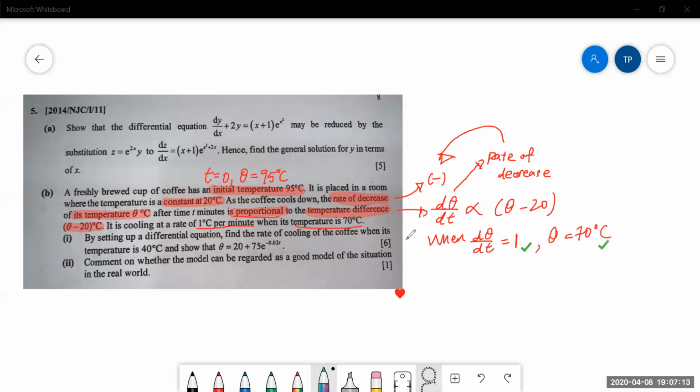So by setting up a differential equation, from where? The differential equation will be here, this one. Okay, so since we know that d theta dt, thanks, I saw the tick, d theta dt is proportional to theta minus 20. So d theta dt will be equal to k times theta minus 20, where k is a constant. Very good.